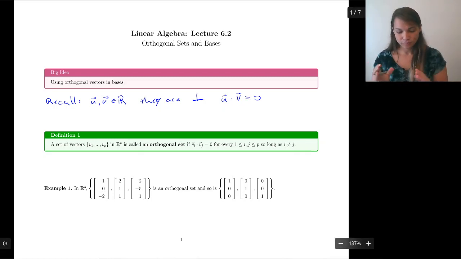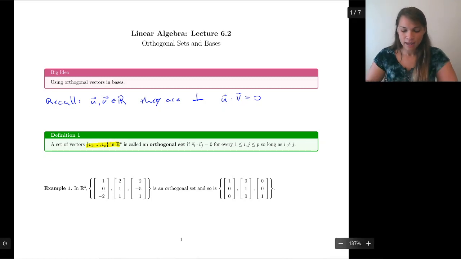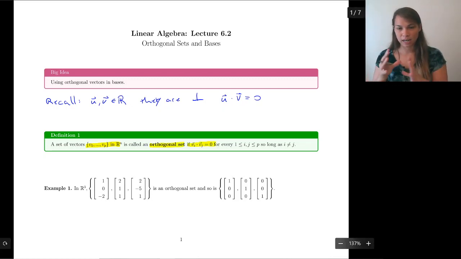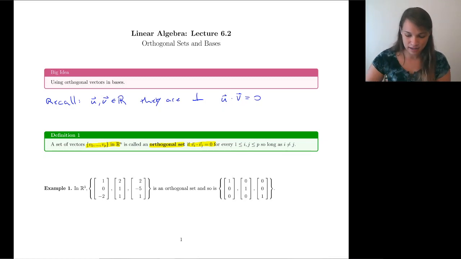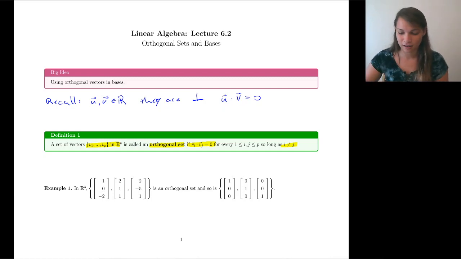Okay, so now we're going to talk about a set of vectors in Rn, and we would call this set an orthogonal set if every combination of v's in that set has a dot product of 0. Every combination except where i equals j, because then you would be dot producting v1 with v1, and that's not orthogonal to itself.